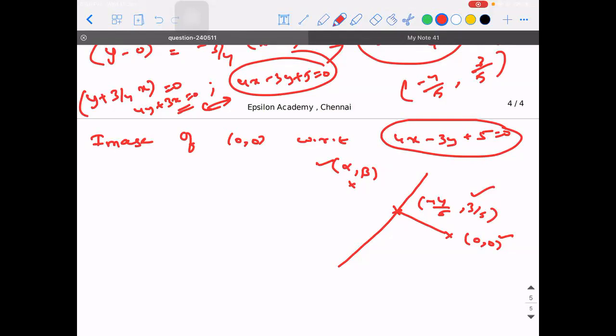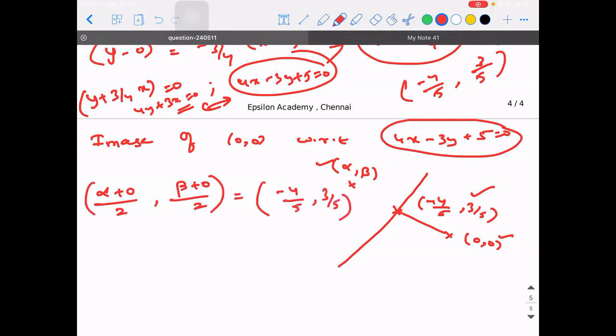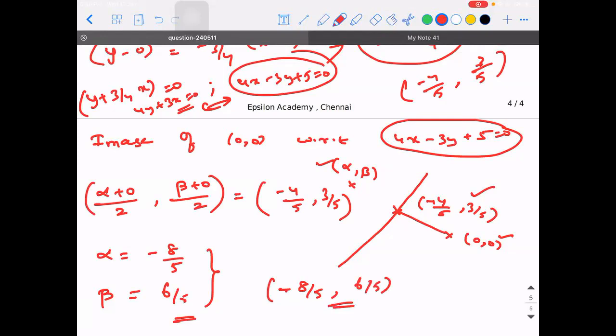These are the steps you need to follow. You have to follow the steps of finding the perpendicular line, finding the foot of the perpendicular, then take alpha, beta, and then solve. For example, in this problem, alpha plus 0 by 2 and beta plus 0 by 2 is how much? It is minus 4 by 5, comma 3 by 5. So alpha is equal to minus 8 by 5, beta is equal to 6 by 5. So the required image will be minus 8 by 5, comma 6 by 5. I hope you understood.